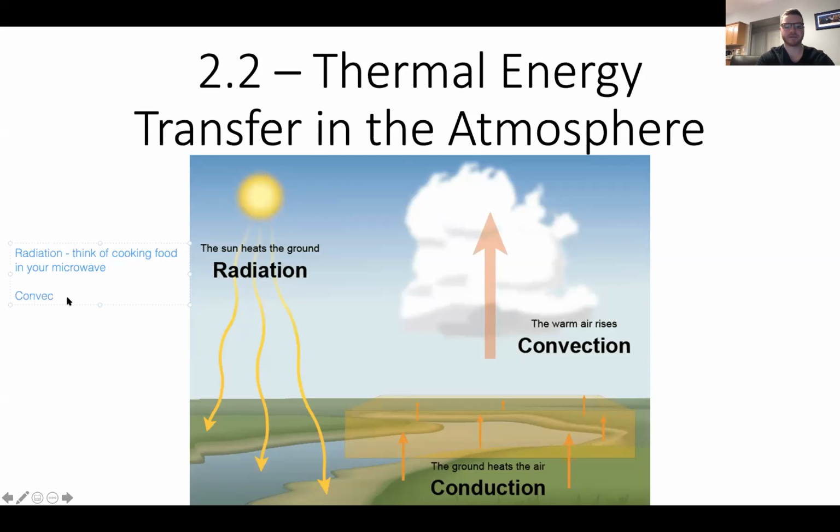For convection, think of cooking food in your oven here. So convection ovens. I can't spell today. Food in your oven. There we go. Okay, and then conduction. Think of cooking food in a frying pan. Okay, so that energy is transferred through direct contact through conduction.